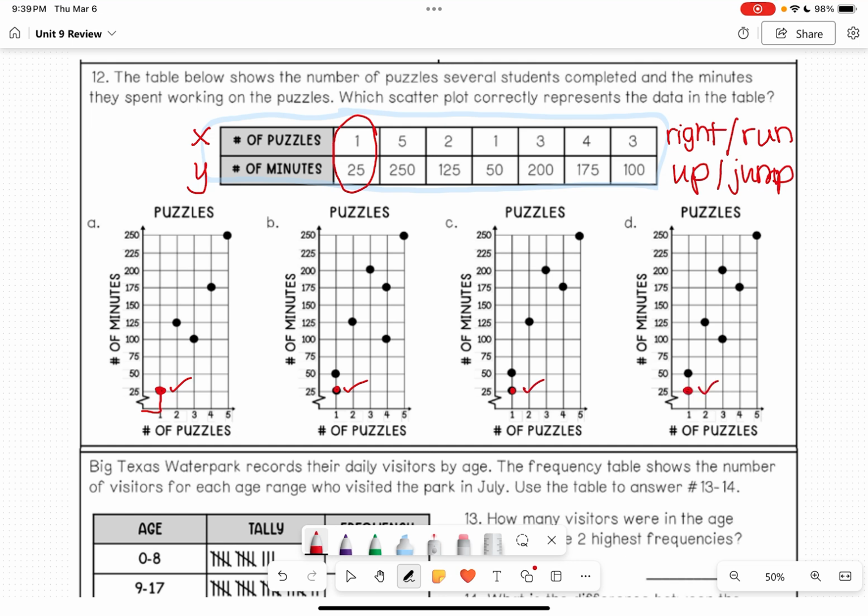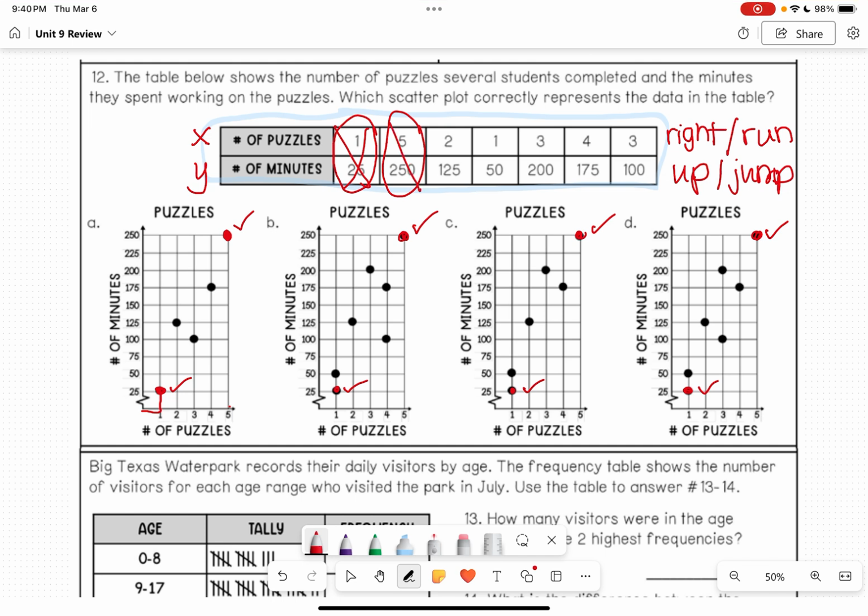So I'm going to go back to my table and mark it out to show that I've already covered that data. All right, next number. It says 5 and 250. So run to 5 and jump up to 250. So I'm going to go to 5 and I'm going to go up to 250, which there is a dot right there. So make sure there's a dot in every single corner. So this is good. This is good. This is good. And this is good. Okay, they all have a dot right there. All right, so I'm going to mark it out to show I've done it.